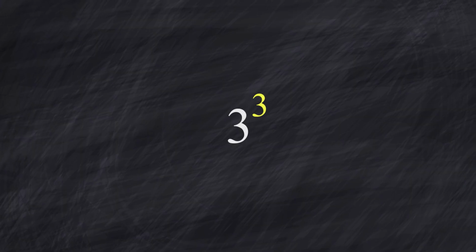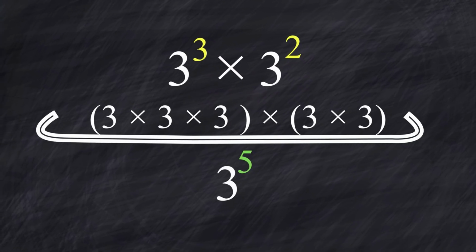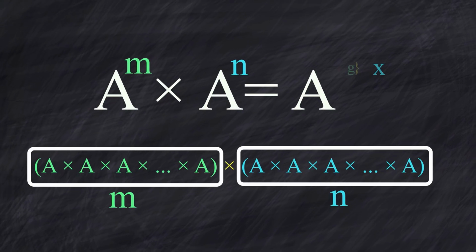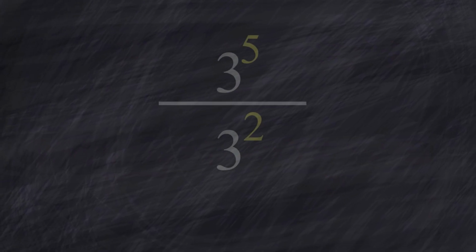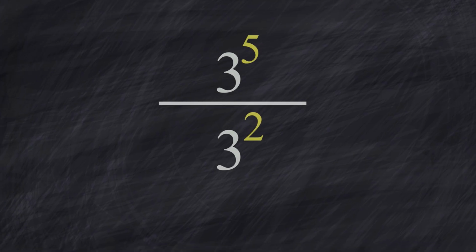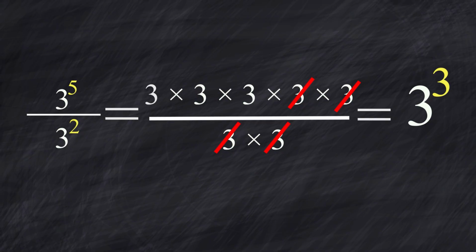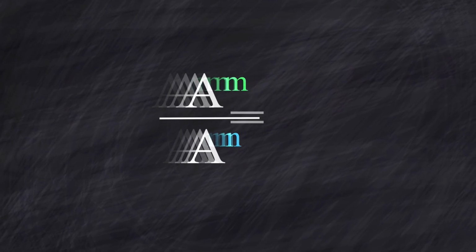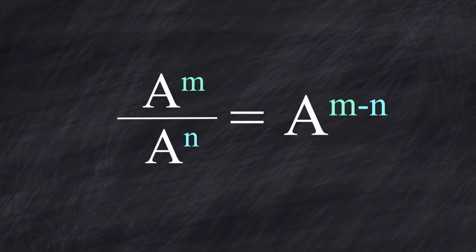For example, take 3 raised to the power 3 times 3 raised to the power 2. That's 3 raised to the power 5. So a raised to the power n times a raised to the power m equals a raised to the power n plus m. And division: 3 raised to the power 5 divided by 3 raised to the power 2. That's 3 raised to the power 3. So a raised to the power m divided by a raised to the power n equals a raised to the power m minus n. These exponent rules are extremely powerful.